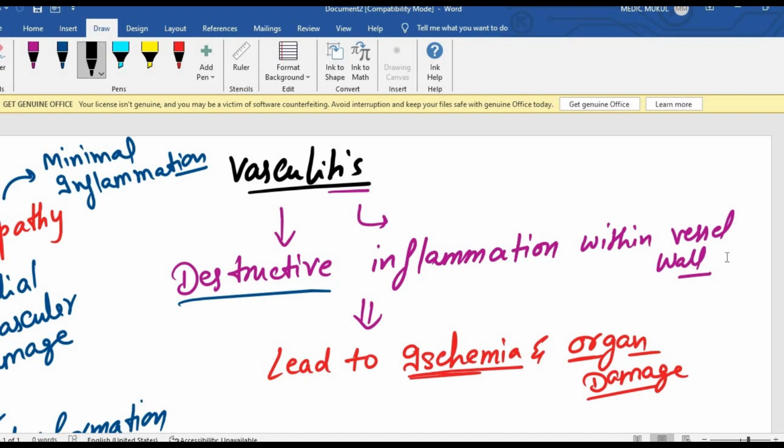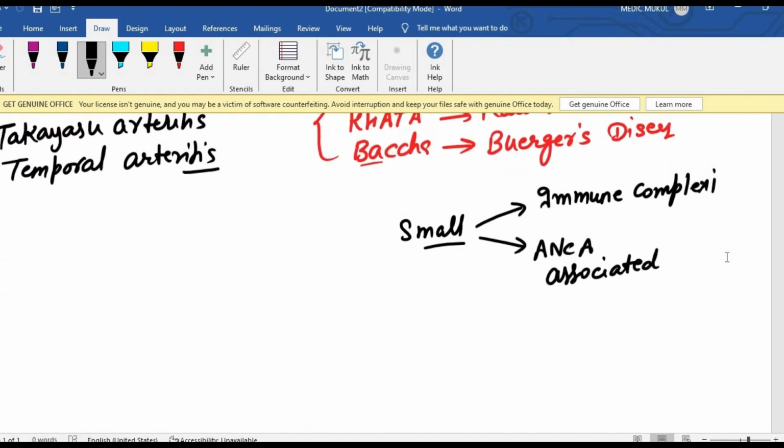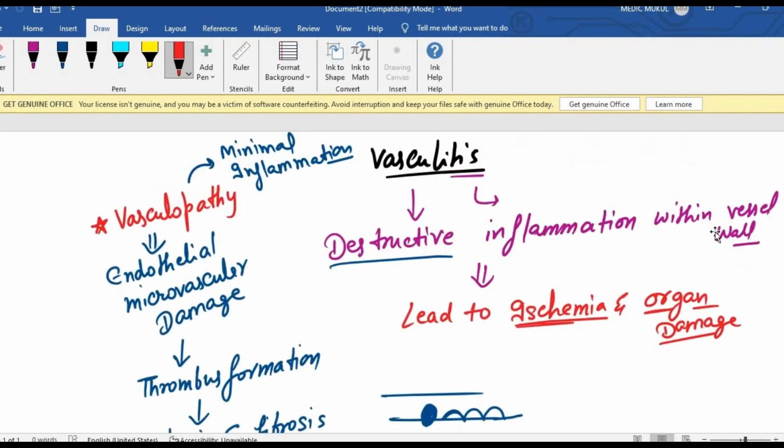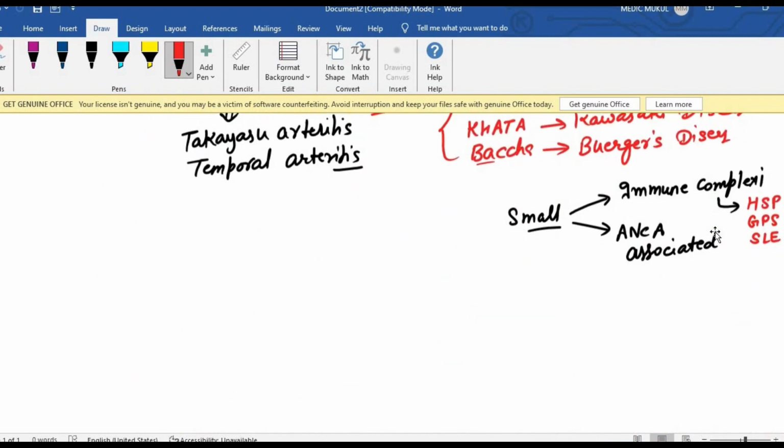What is immune complex deposition? In immune complex deposition, you can remember the examples: Henoch-Schonlein purpura and Goodpasture syndrome, and yesterday we studied systemic lupus erythematosus. Remember, in SLE, I told you that the immune complex is type 3 hypersensitivity. When the immune complex deposits in the blood vessels, it causes vasculitis. I hope this is clear till now.